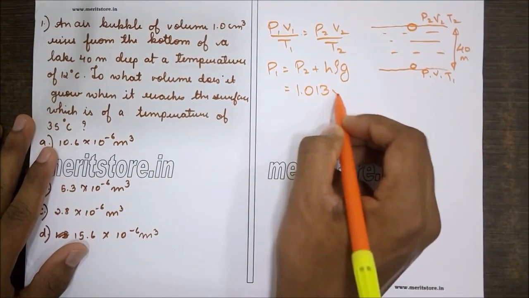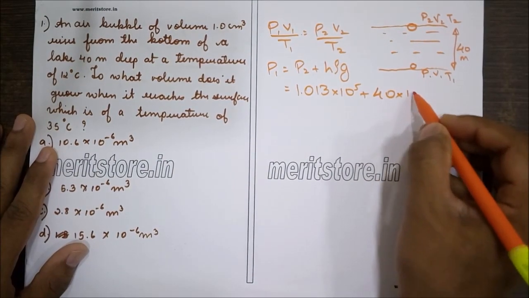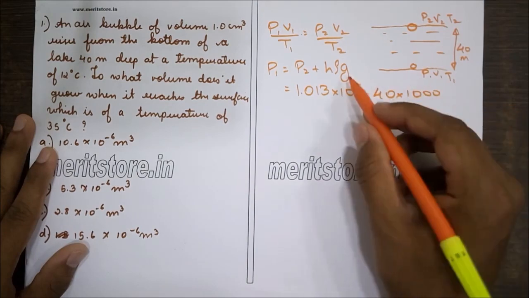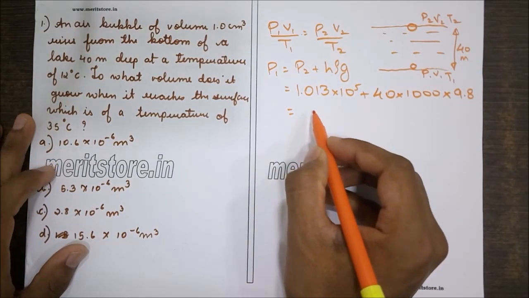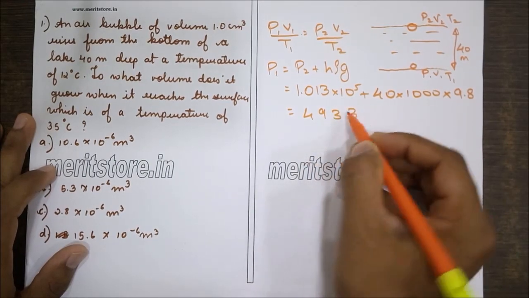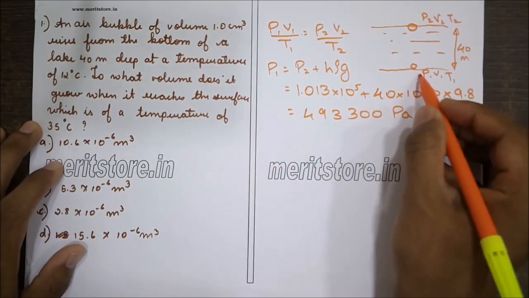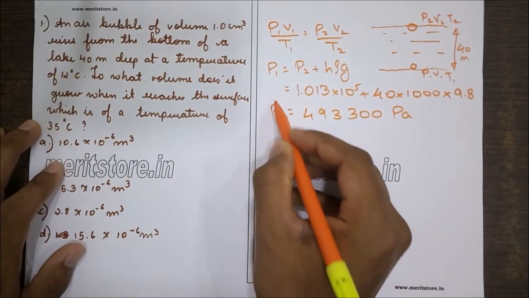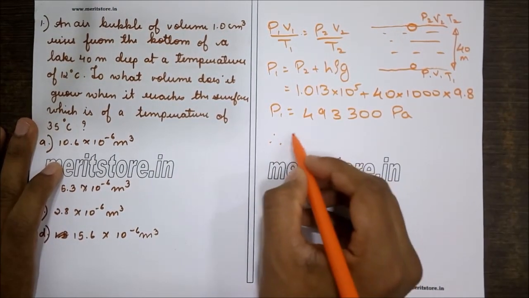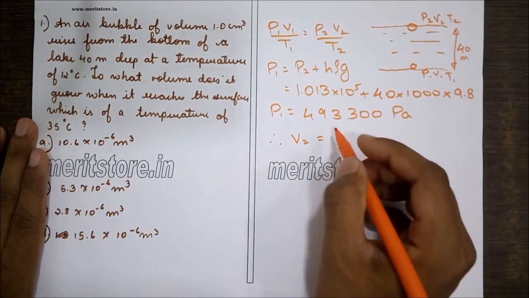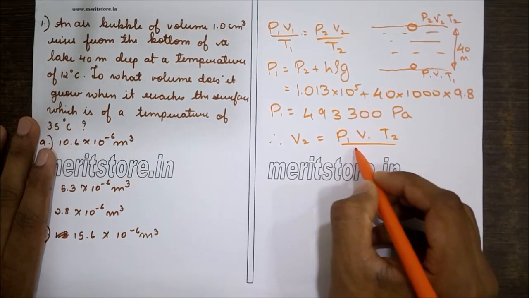So that is 1.013 into 10 raised to 5 pascals, plus H is 40 meters, times rho, the density of water, which is 1000 kg per meter cube, and acceleration due to gravity is 9.8. When we solve this, it comes out to around 49 pascals. So this is the pressure at the bottom of the lake. Now let's substitute the value of P1 in this expression. So we get V2 equals P1 V1 times T2 upon T1 times P2.